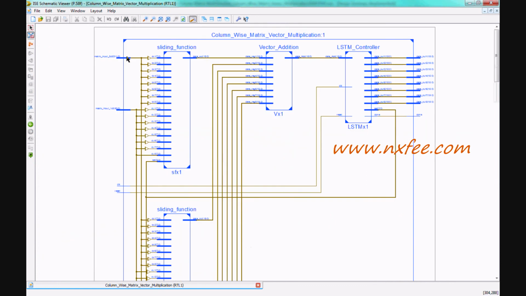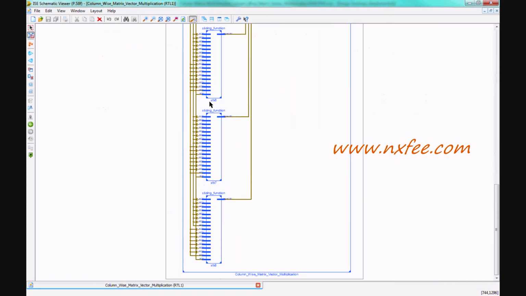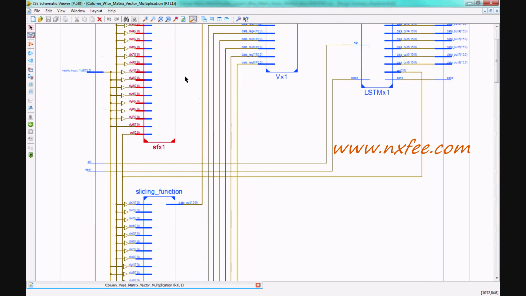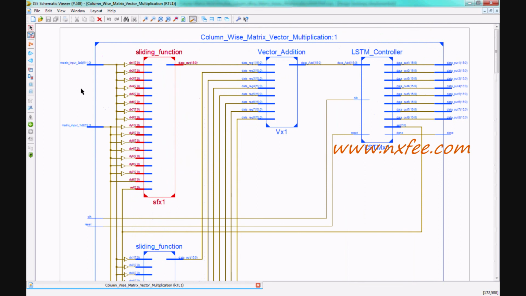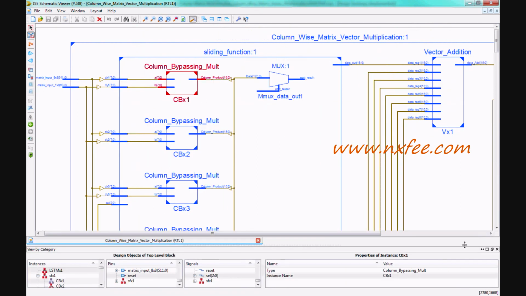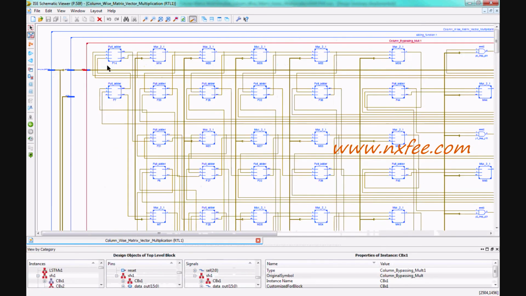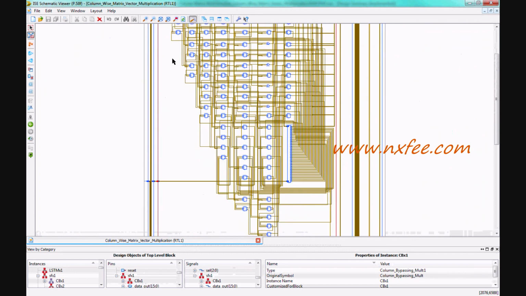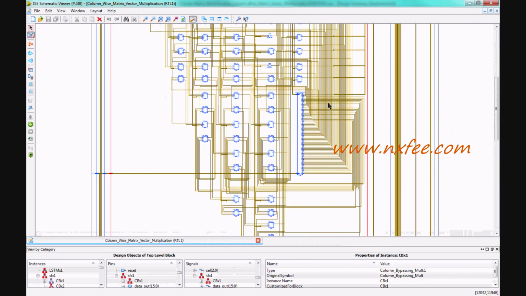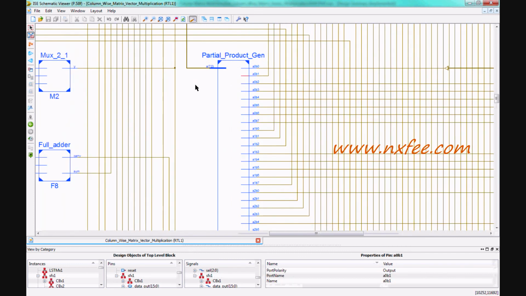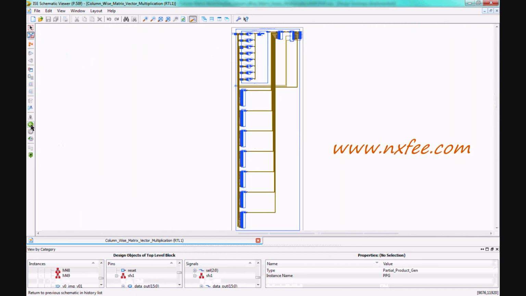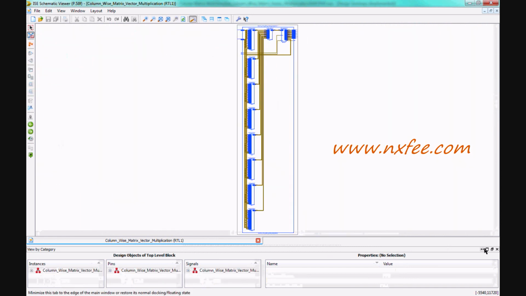Here we give the input, and this input is directly given to the sliding functions. We use 8 sliding functions here. For the novelty based architecture, we use these 8 sliding functions, and inside these sliding functions we have used column bypass multiplication. This is the column bypass multiplication code. This is the column bypass partial product generation.